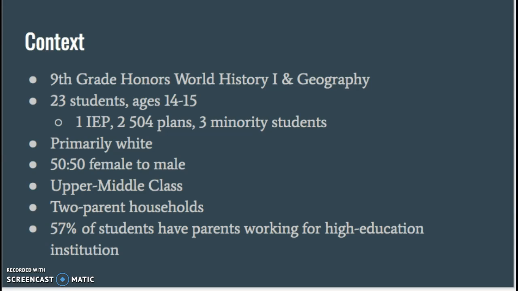Most of them come from upper middle class families with 2-parent households, and actually 57% of my students have parents that are employed by a higher education institution or a state university.